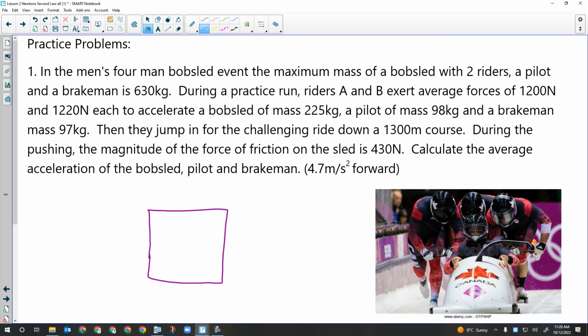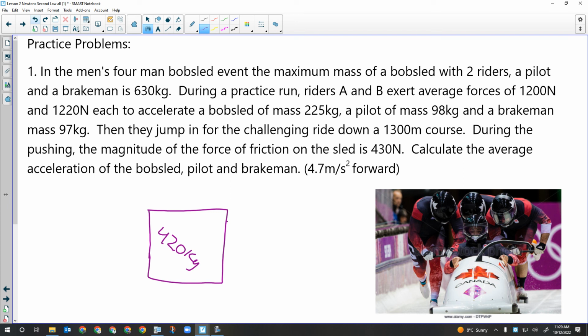So when I'm calculating my mass, I take the 225 plus 98 plus 97. Okay, so I'm looking at 430 kilograms, right? Is it 430? I think it's 420. Yeah. It is 420. Yes, sorry, you're right. See, I shouldn't do math in my head. That's what happens, right? 420 kilograms is being accelerated.